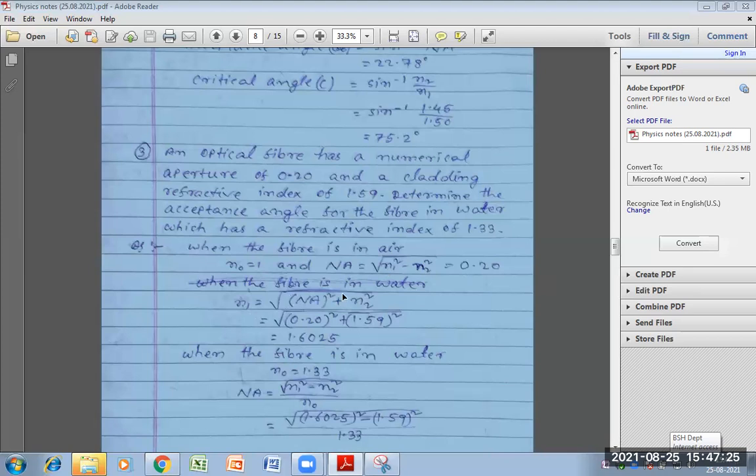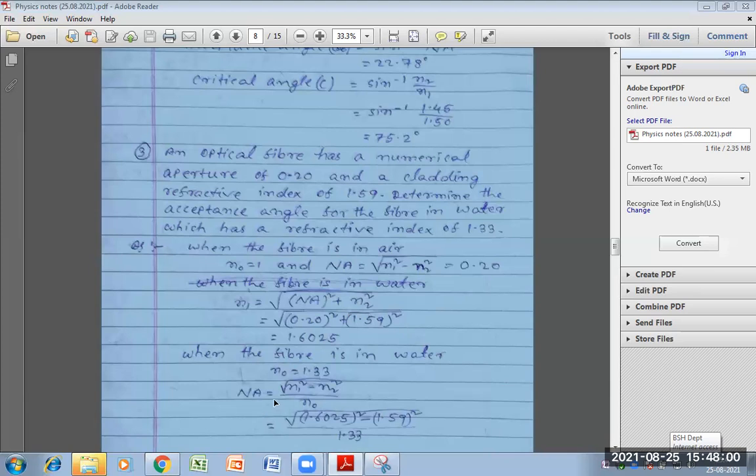So n1 is equal to root under NA square plus n2 square. So the value of NA is given here 0.20 whole square plus n2 square. n2 का वैल्यू कितना दिया हुआ? 1.59. देखो तो यहाँ दिया क्लेडिंग का रिफ्रैक्टिव इंडेक्स 1.59. So this can also be written, on solving this, 1.6025. Refractive index of core I have calculated. When the fiber is in water, in that case the refractive index is given here 1.33.